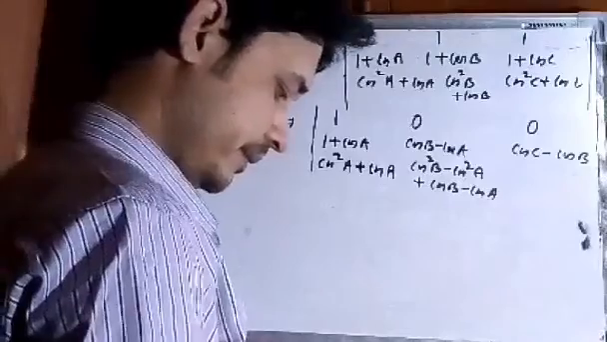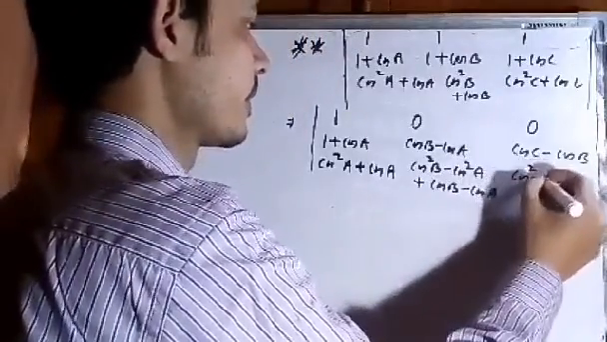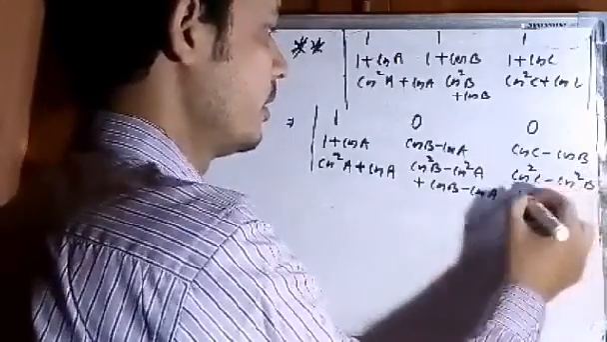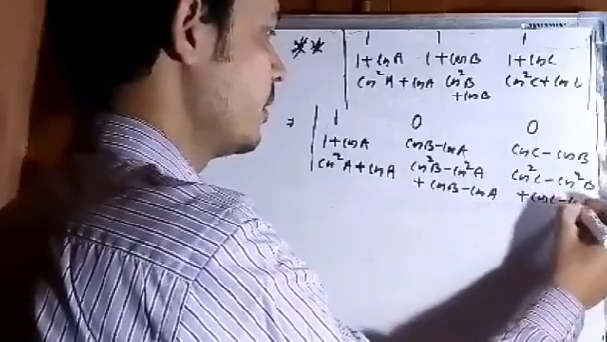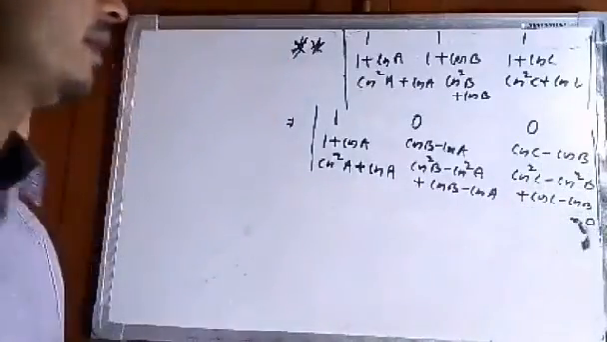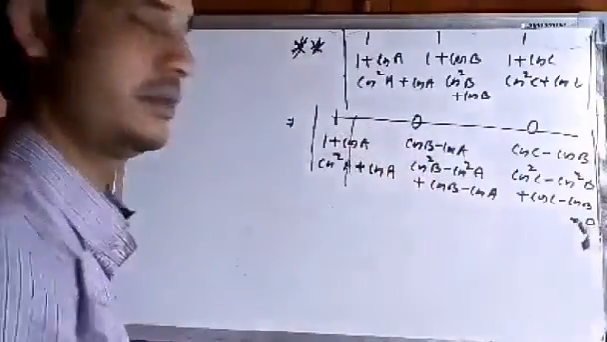Then we have this is cos square C minus cos square B plus cos C minus cos B. This determinant equals 0. It is given. So now we have got the pattern of 1 0 0, so we delete the first row and first column.